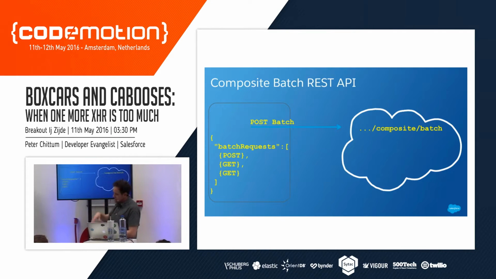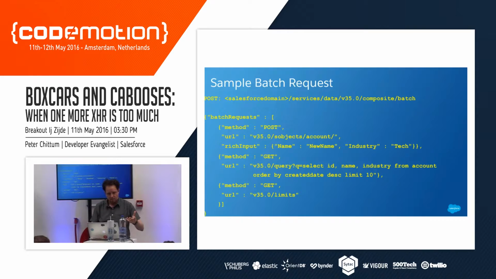Sorry, composite, rather, because there are a couple of composite endpoints. The first one is batch. With batch, I can essentially take arbitrary separate API calls, stick them together, and get some information out. An example of that.